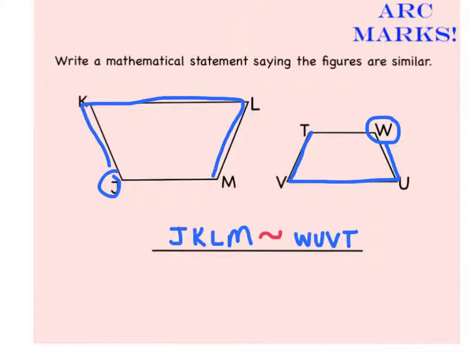Now, your statement does not need to look identical to mine. However, we do need to make sure that J matches up with W. So whatever position, 1, 2, 3, or 4, that your J is in, your W should be in that same position on the other side. Okay? Wherever your K is, the U needs to match up with it. Wherever your L is, the V needs to match up with it. And wherever your M is, it needs to correspond with the T.